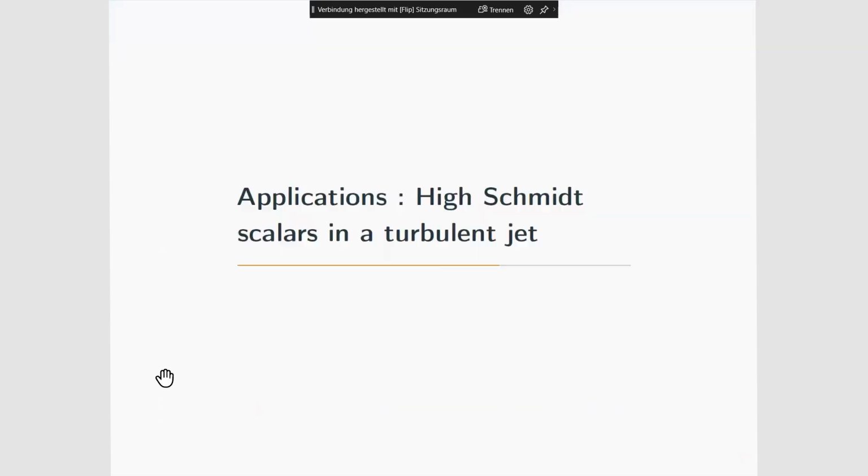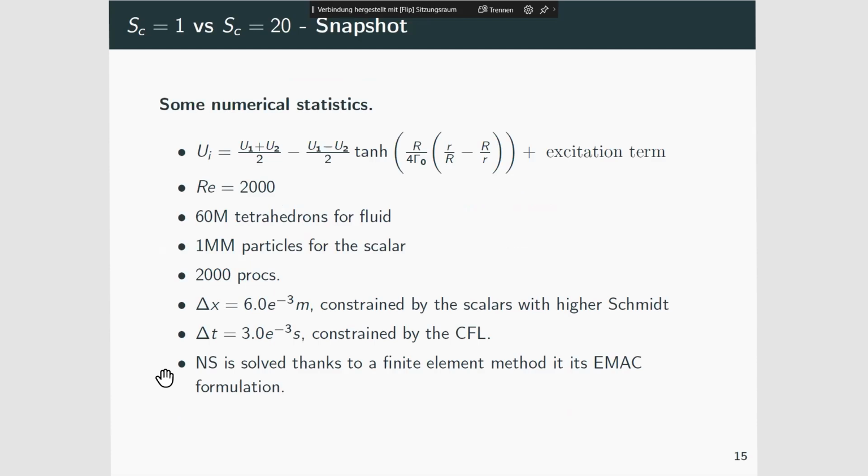Okay, so I will give you some images to characterize a Schmidt scalar in a turbulent jet. So I give you some numerical statistics. It's a basic turbulent jet. The Reynolds number is equal to 2000. The mesh is composed of 60 million cells. We have 1 billion particles, 200 processors, etc. Just numerical statistics to give you the load of the computation.